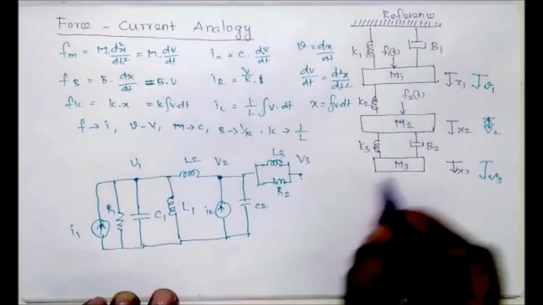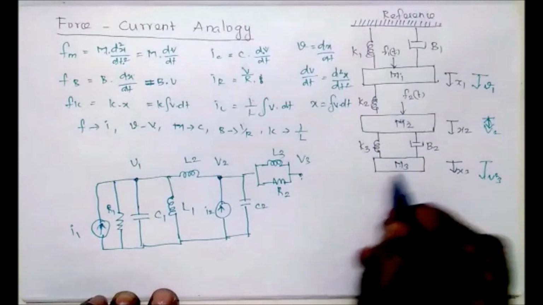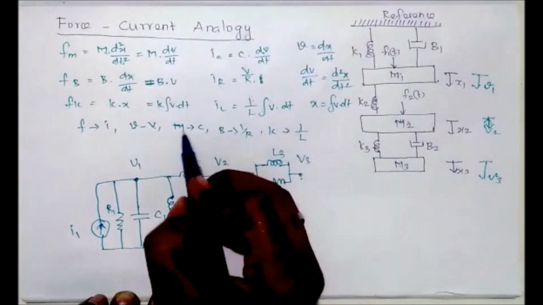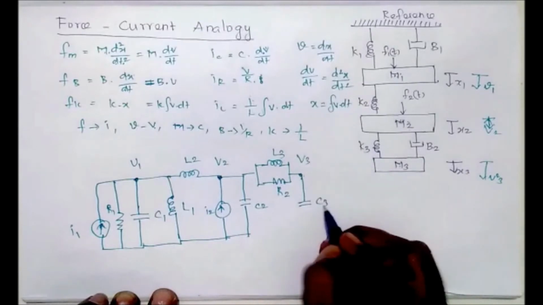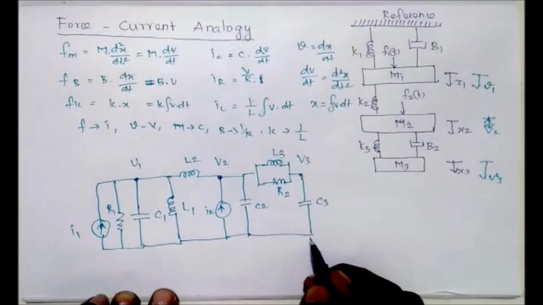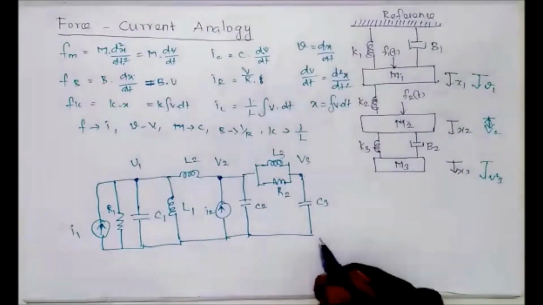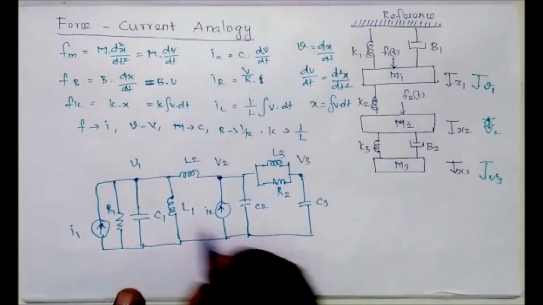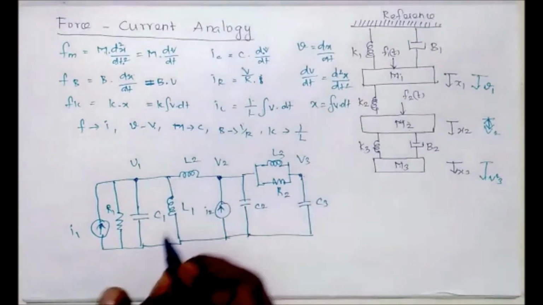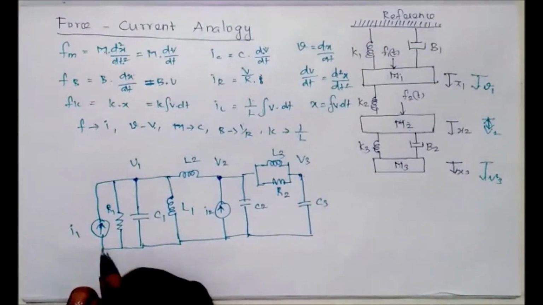So now node 3. For node 3 only one element, that is M3. M3 equivalent is C, therefore here C3. So this is the final electrical circuit diagram. So now we can apply, there are 3 nodes. So now we can write the electrical equation.